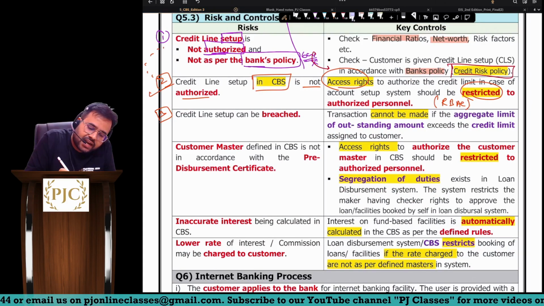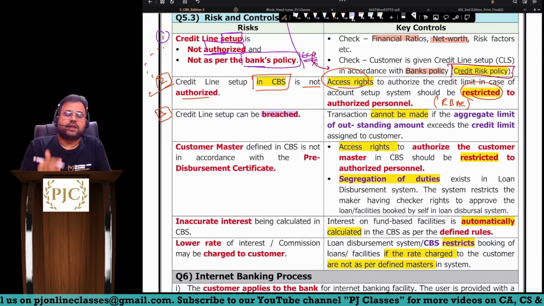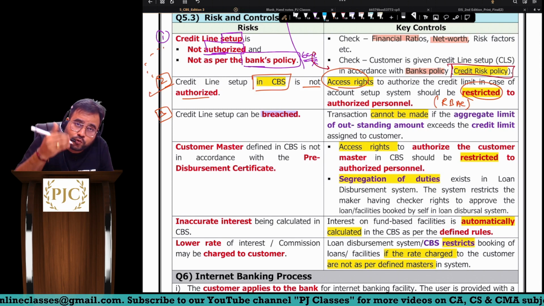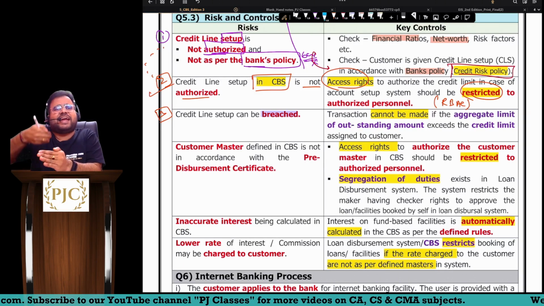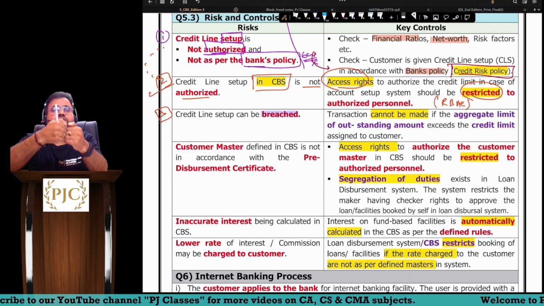So look, the credit line setup can be breached, sir, right? So what should we do, sir? Sir, we have to define controls in the software in such a manner that even if we try to give more than the sanction limit, the software should not allow it.